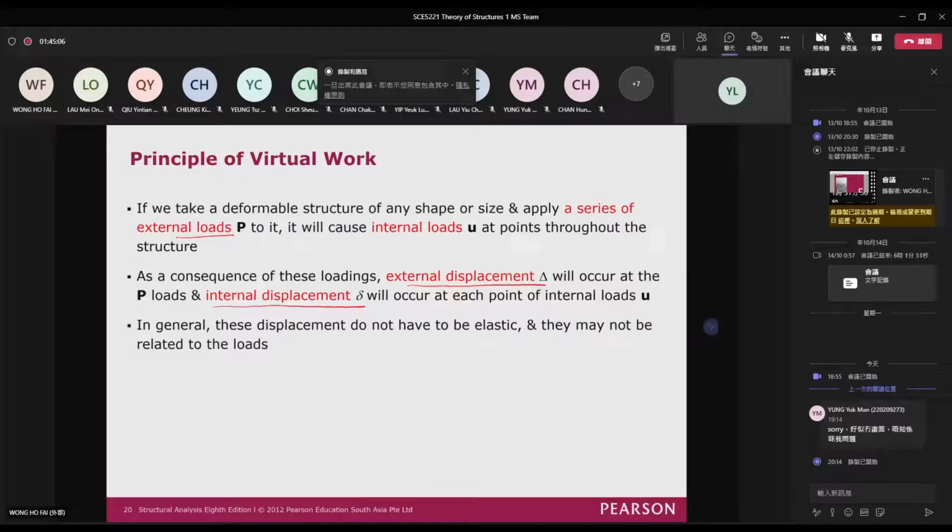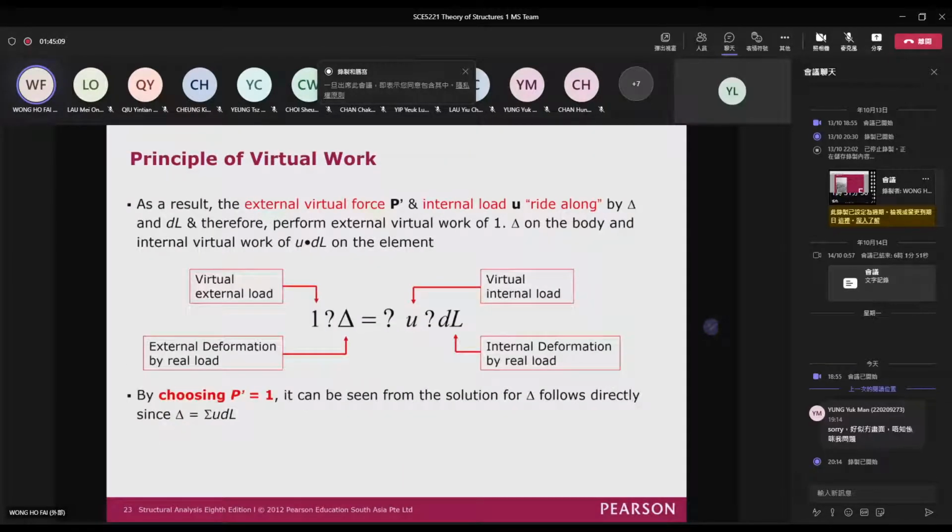From here, you can see that we have this equation. This one is a dot product, this one is the summation, and this one is again just a dot product. 1 itself is the external virtual force, and this delta is the deformation created by the real load. Again, this U is the virtual internal force, and delta L is the real internal deformation created by the real load.